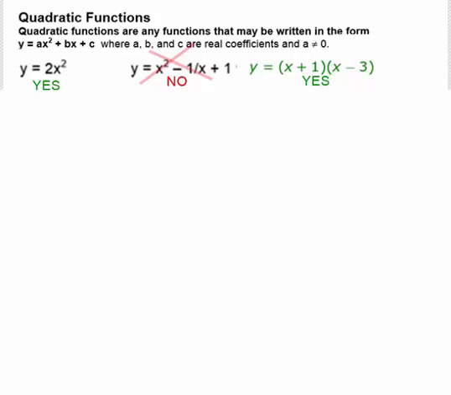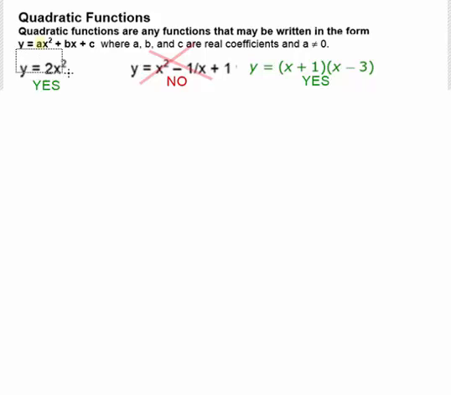In this video, we're going to do an overview of quadratic functions. Quadratic functions are any function that may be written in the form y = ax² + bx + c, where a, b, and c are real coefficients, but the coefficient a is never 0. This means we always have an x² term. Let's look at two examples and one non-example.